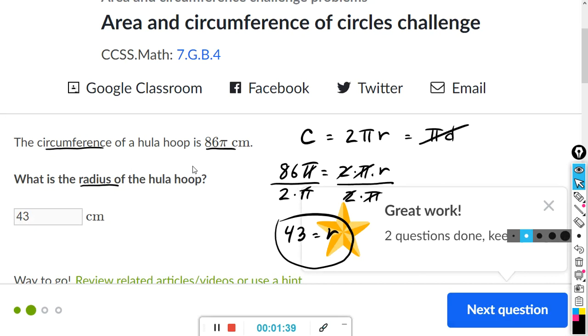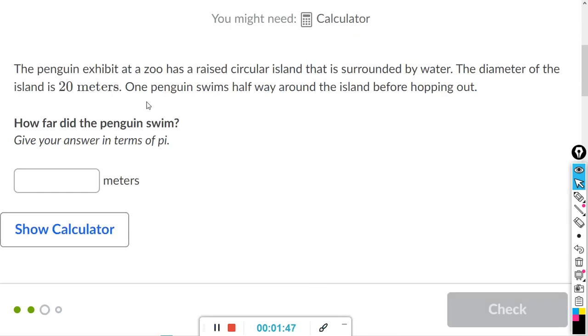All right, notice the circumference was given in centimeters, and our answer for the radius is also in centimeters. Okay, the penguin exhibit at a zoo has a raised circular island that is surrounded by water. The diameter of the island is 20 meters. One penguin swims halfway around the island before hopping out. How far did the penguin swim? Give your answer in terms of pi.